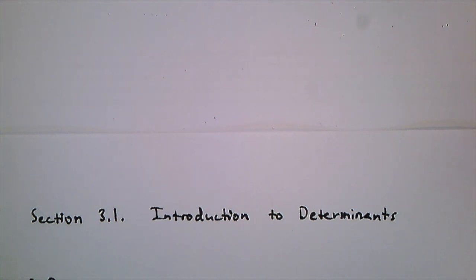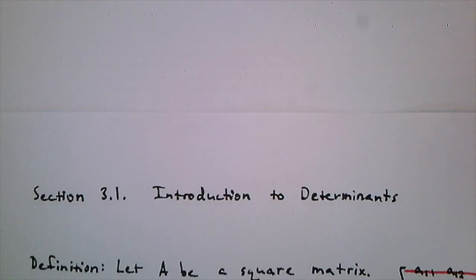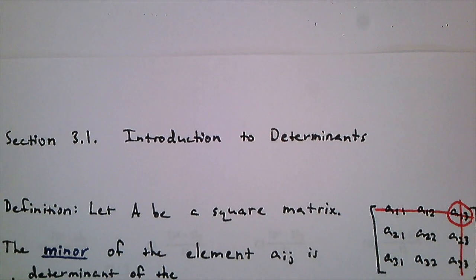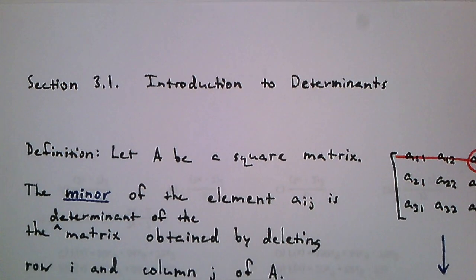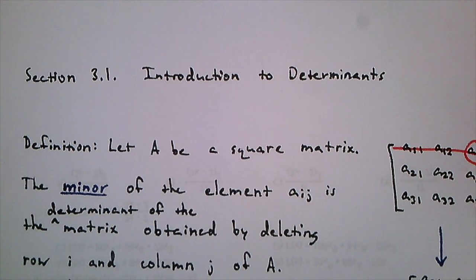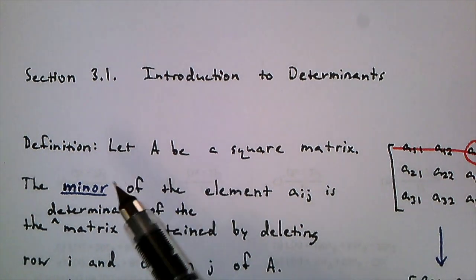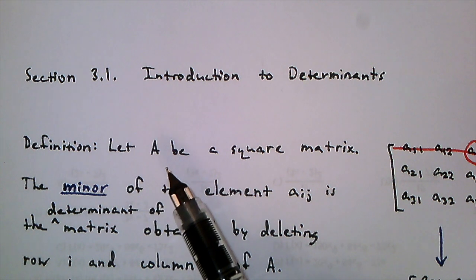In this second video for section 3.1, we're going to learn how to do determinants for matrices that are larger than 2 by 2. We need to get started with a new definition. We're going to start with a square matrix A.